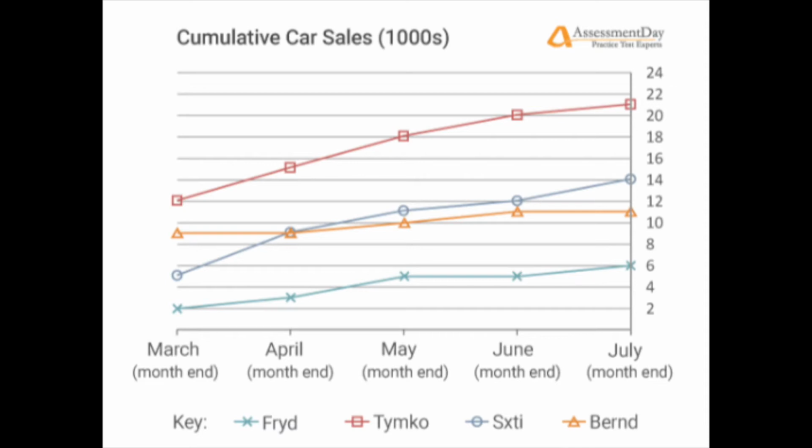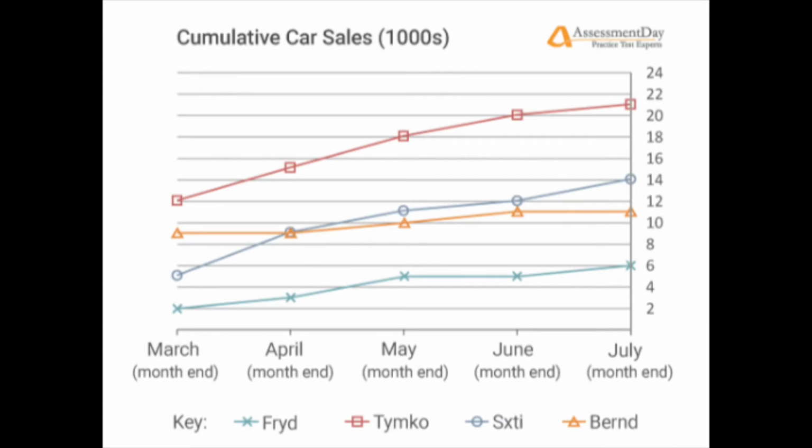You'll see here there's cumulative car sales. As I said, the first thing you do is read the title. You see cumulative car sales, so these aren't totals per month. This is a cumulative graph. And then you see that this is in thousands. Obviously, that's to tidy up the right-hand side of the graph where it's 2 to 24 on the y-axis. And then on the x-axis, we have the months, and we're told that's month end, and that makes sense. And then we're given a key for the car makers. So the first question is, how many Bernd cars were sold in May?